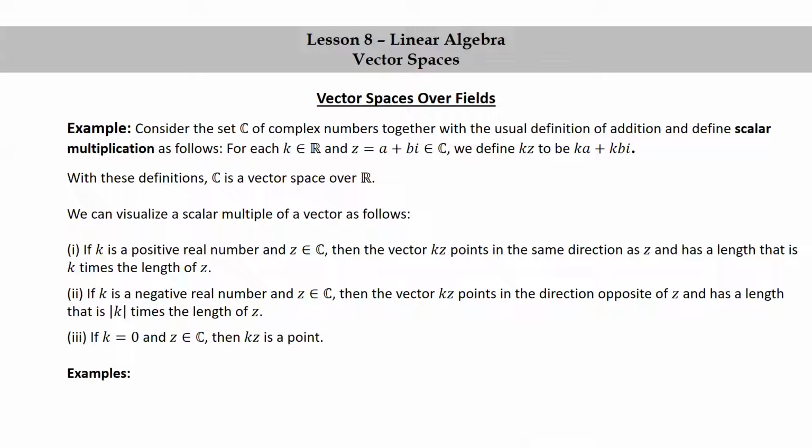Let's look at some examples. So starting with a vector z, notice that the vector 2z points in the same direction as z and has twice the length, while the vector 1/2 z also points in the same direction as z but has half the length. The vector -z, which is an abbreviation for -1 times z, points in a direction opposite of the vector z and has the same length, while the vector -2z also points in a direction opposite of z and has twice the length, and the vector -1/2 z points in the direction opposite of z and has 1/2 the length.